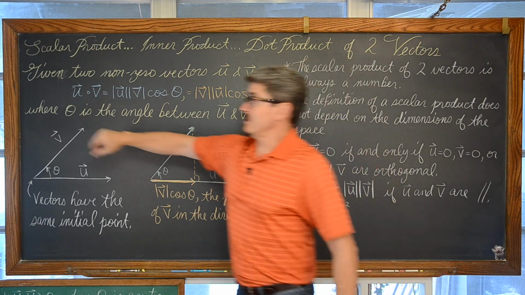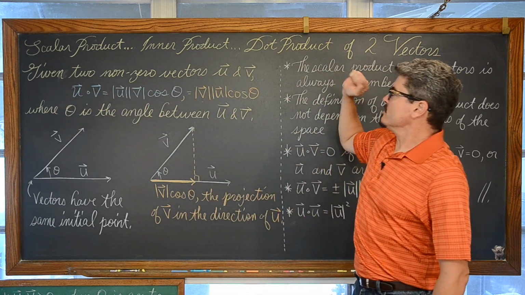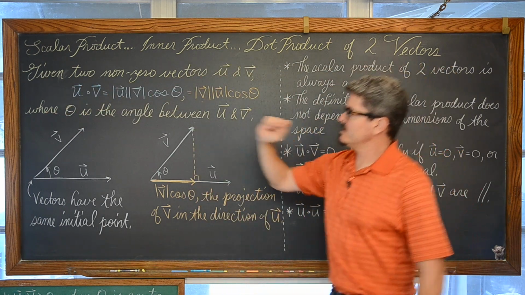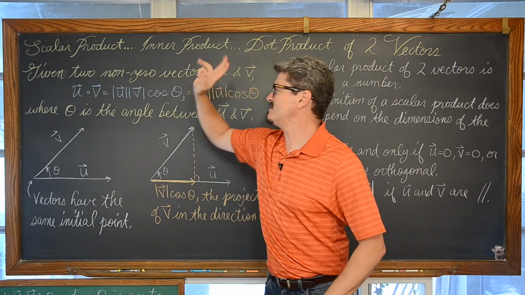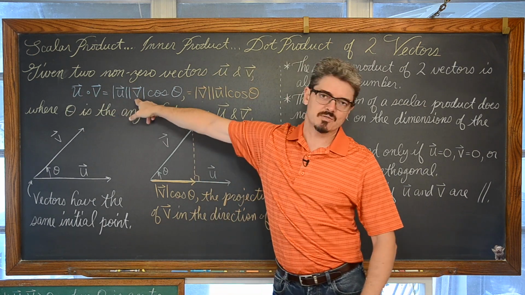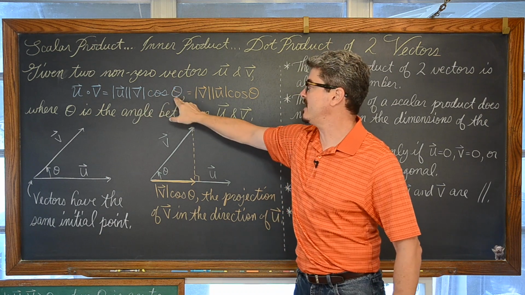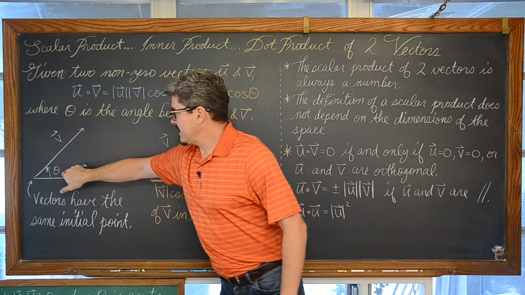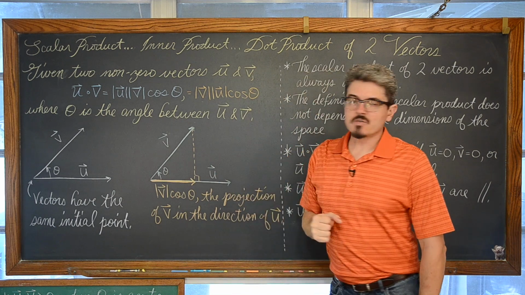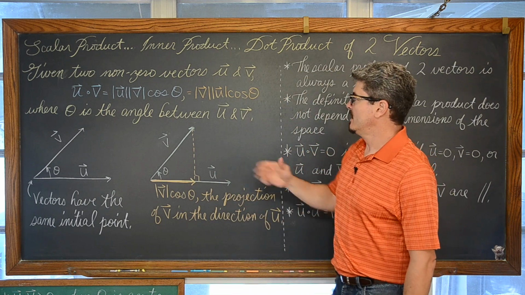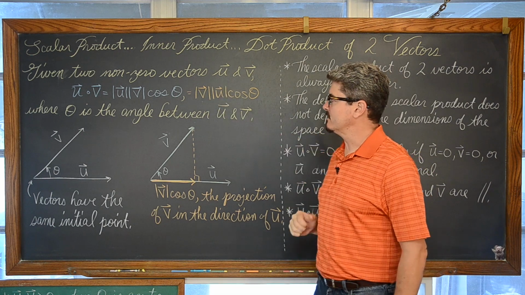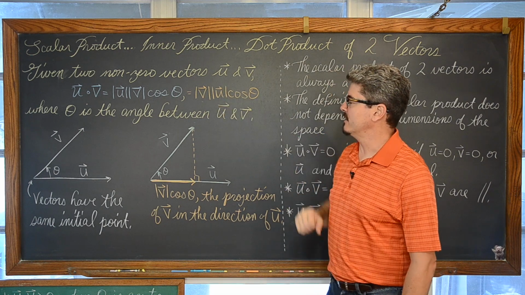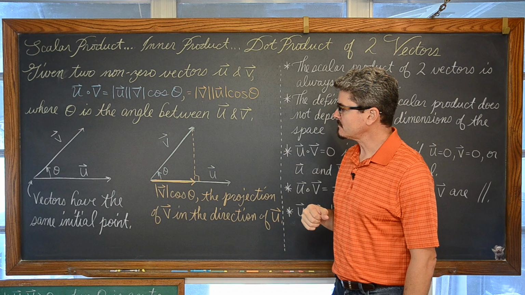So let's get the definition out of the way. Given 2 non-zero vectors, vector u and vector v, the dot product, scalar product, or inner product between vector u and vector v is equal to the magnitude of u times the magnitude of v times the cosine of theta, where theta is the angle between those 2 vectors. And multiplication is commutative, so you can also write this with the magnitude of vector v first and the magnitude of vector u afterwards.